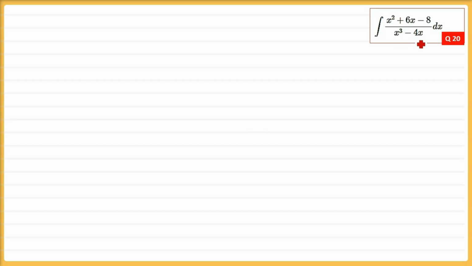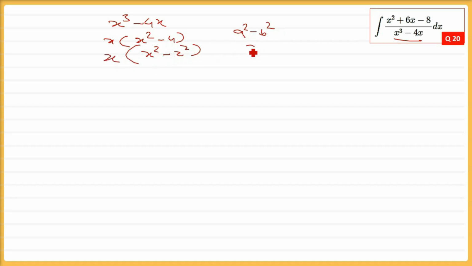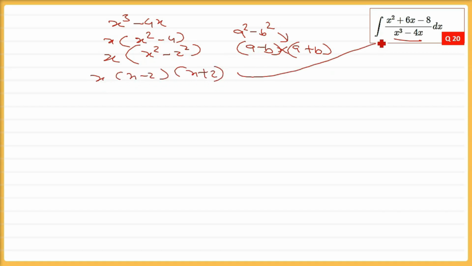X square plus 6x minus 8 divided by x cube minus 4x. Now the question which will come into your mind is what we will do with x cube minus 4x in the denominator. So x, if you take common, x square minus 4 will remain inside. X square minus 4, that is x square minus 2 square, will be x minus 2 into x plus 2. So a square minus b square is a minus b into a plus b. That's what we are going to use here. X square minus 4 can be written as x square minus 2 square, which in turn will become x minus 2 and x plus 2. So this denominator can be changed to x into x minus 2 and x plus 2.